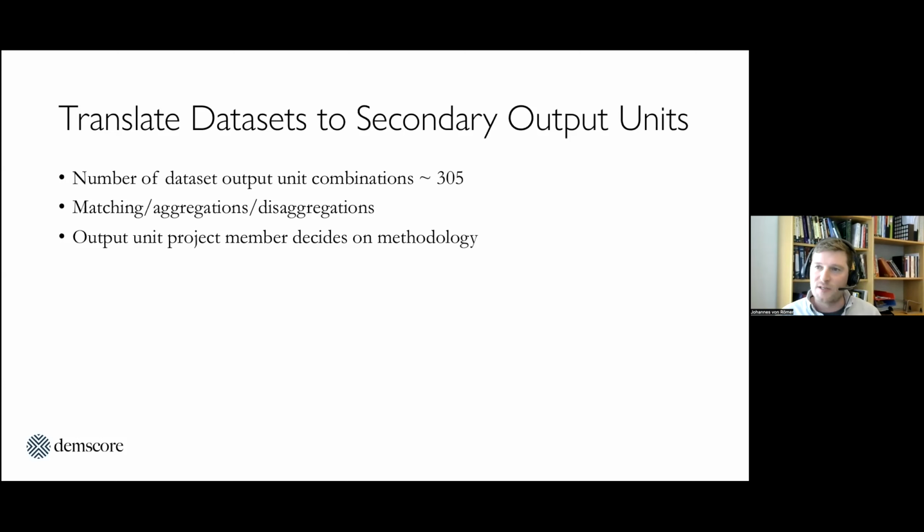So all of these are decisions that need to be made in order to express a data set in several output units. This helps us, because when you choose a specific output unit and a main data set of interest, you can then choose many variables from many other data sets that originally have a different unit. And the respective sub-project members in Demscore decide on the methodology for their individual output unit.